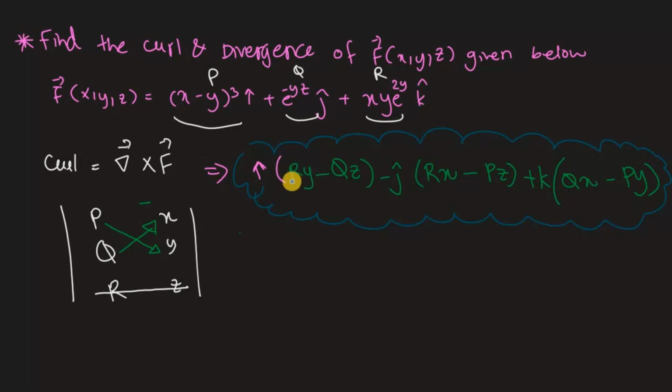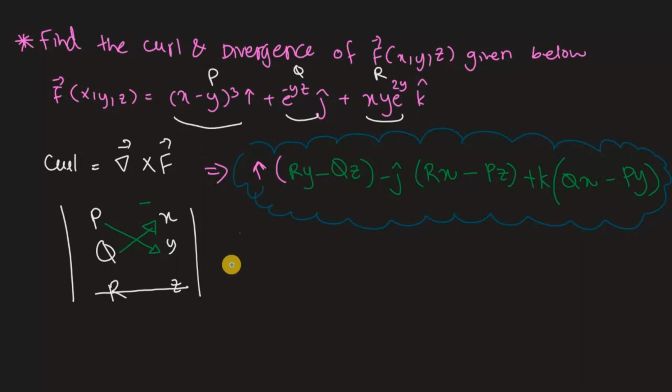So this R sub y simply means the partial derivative of this R. Like I said, this is P, i hat is P, j hat is Q, and k hat is R. So this is R sub y, which means the partial derivative of R with respect to y, and this means Q sub z, the partial derivative of Q with respect to z, and so on. This means the same thing.